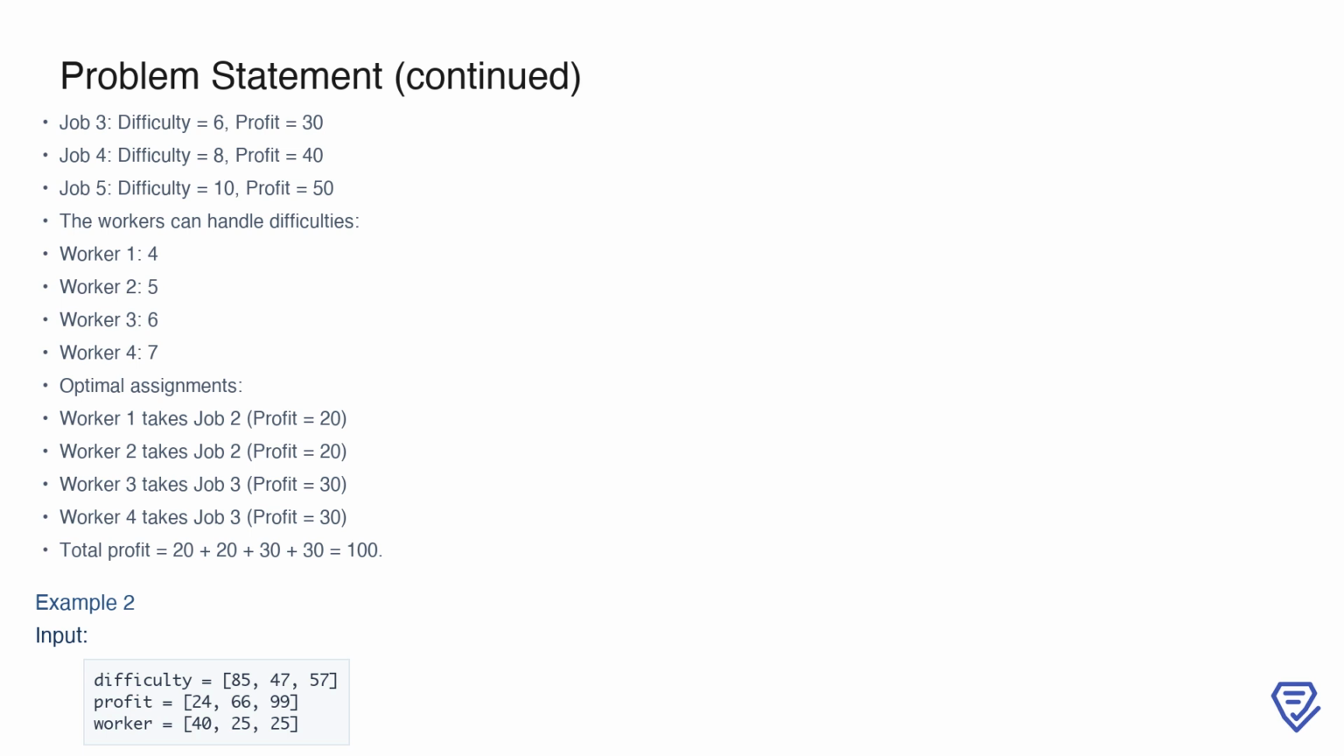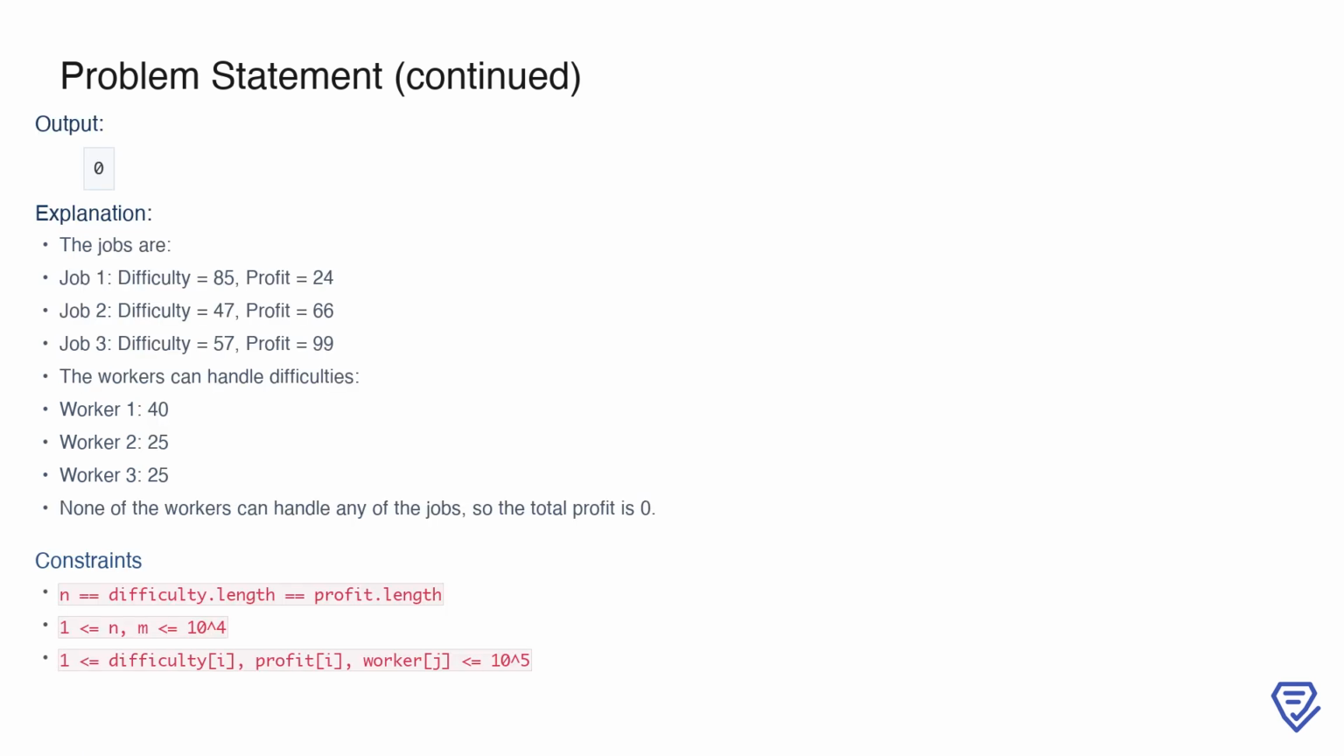The worker's capabilities are as follows: Worker 1 can handle difficulty 4, Worker 2 can handle difficulty 5, Worker 3 can handle difficulty 6, and Worker 4 can handle difficulty 7. The optimal assignments for maximum profit are: Worker 1 takes Job 2 for a profit of 20, Worker 2 also takes Job 2 for a profit of 20, Worker 3 takes Job 3 for a profit of 30, and Worker 4 takes Job 3 for a profit of 30. Adding these up, the total profit is 20 plus 20 plus 30 plus 30, which equals 100.